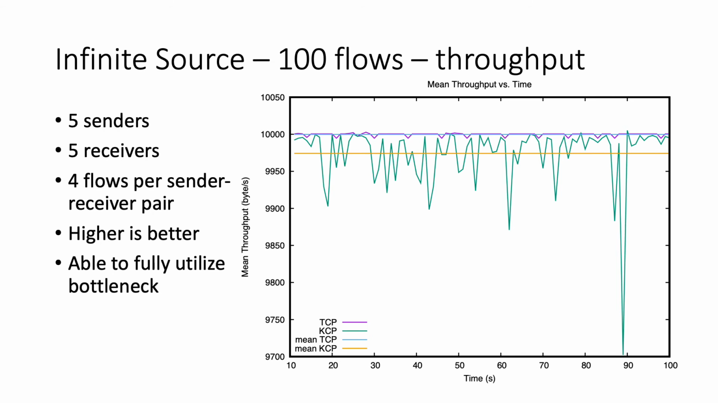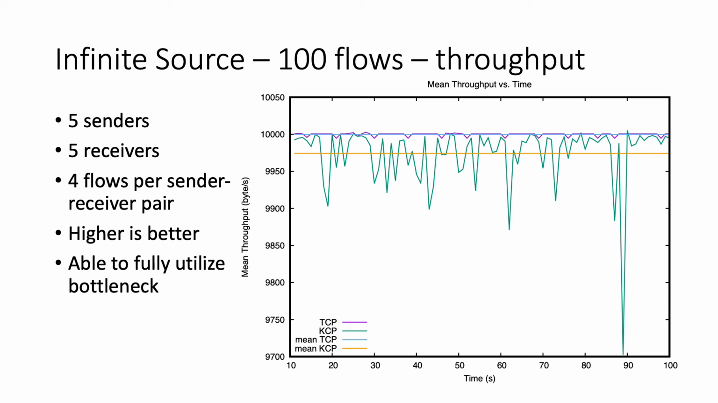In this experiment, we have 100 flows. There are 5 senders on one side of the bottleneck, and there are 5 receivers on the other. Between each sender-receiver pair, there are 4 flows. Hence, we have a total of 100 TCP or KCP flows in each experiment.